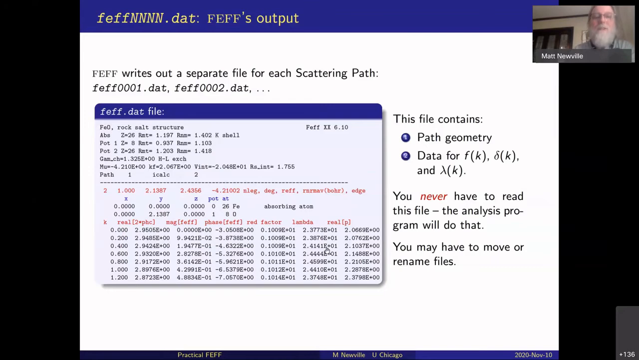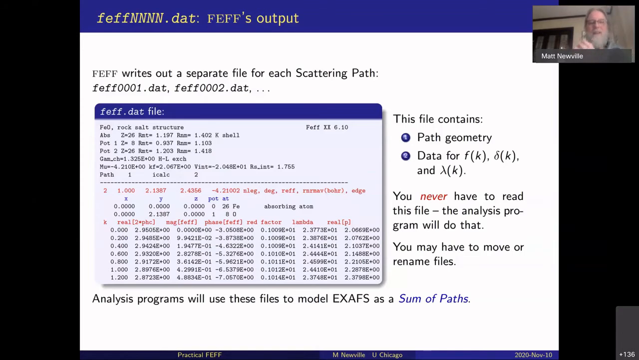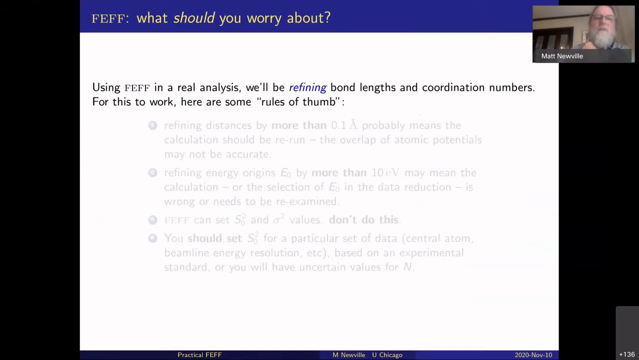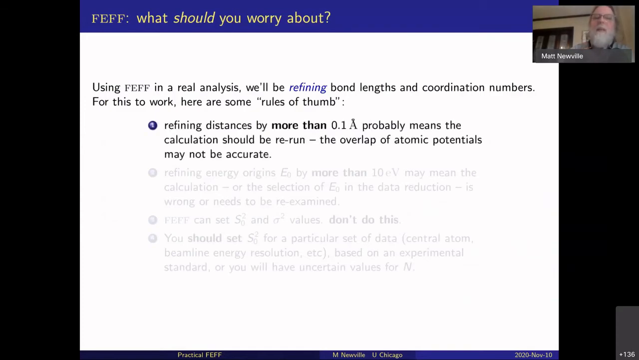And there's other factors too that I'll skip over in the interest of time. So the analysis programs will use this as the kernel or the model for that one path, that contains all of those factors that we need. In a real analysis, we'll be refining bond lengths and coordination numbers.